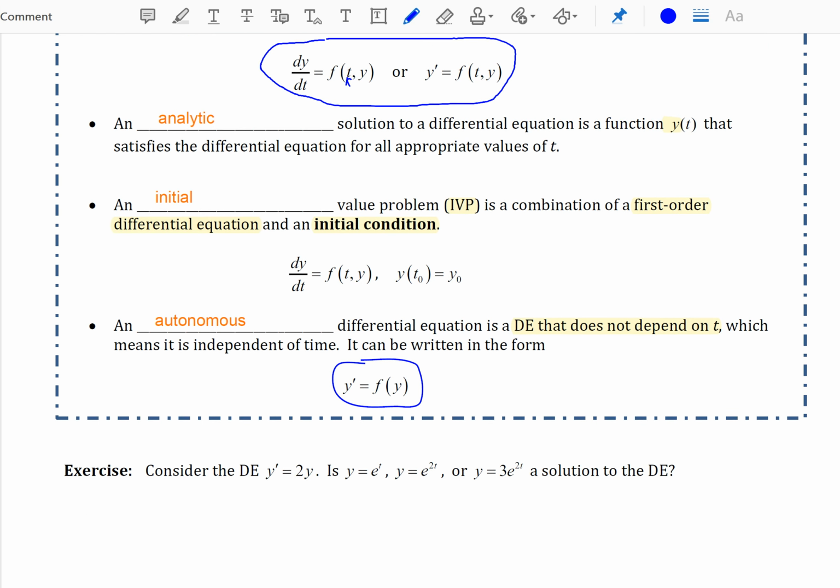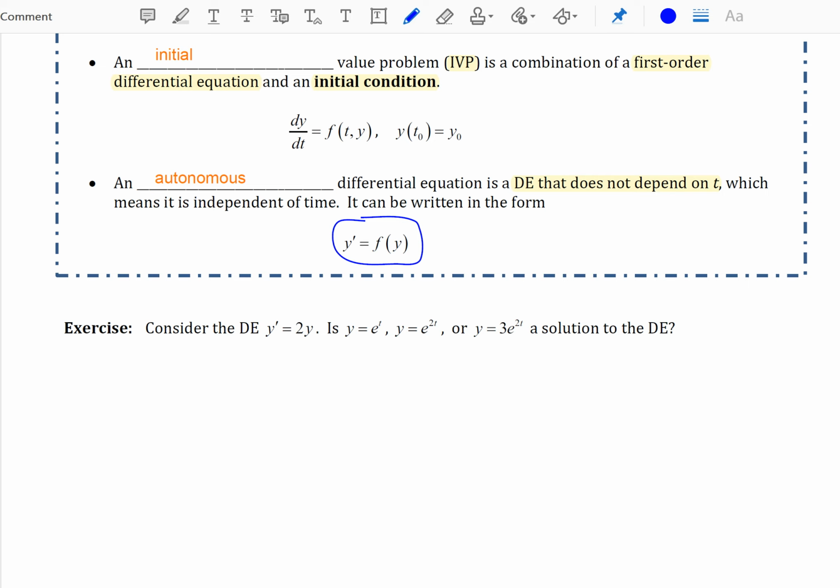Let's look at an example to get started. Consider the differential equation y prime is equal to 2y. And we are asked to verify, or to find, which of these three functions are solutions. The way we're going to verify if a function is a solution is by direct substitution. So let's try these one at a time.